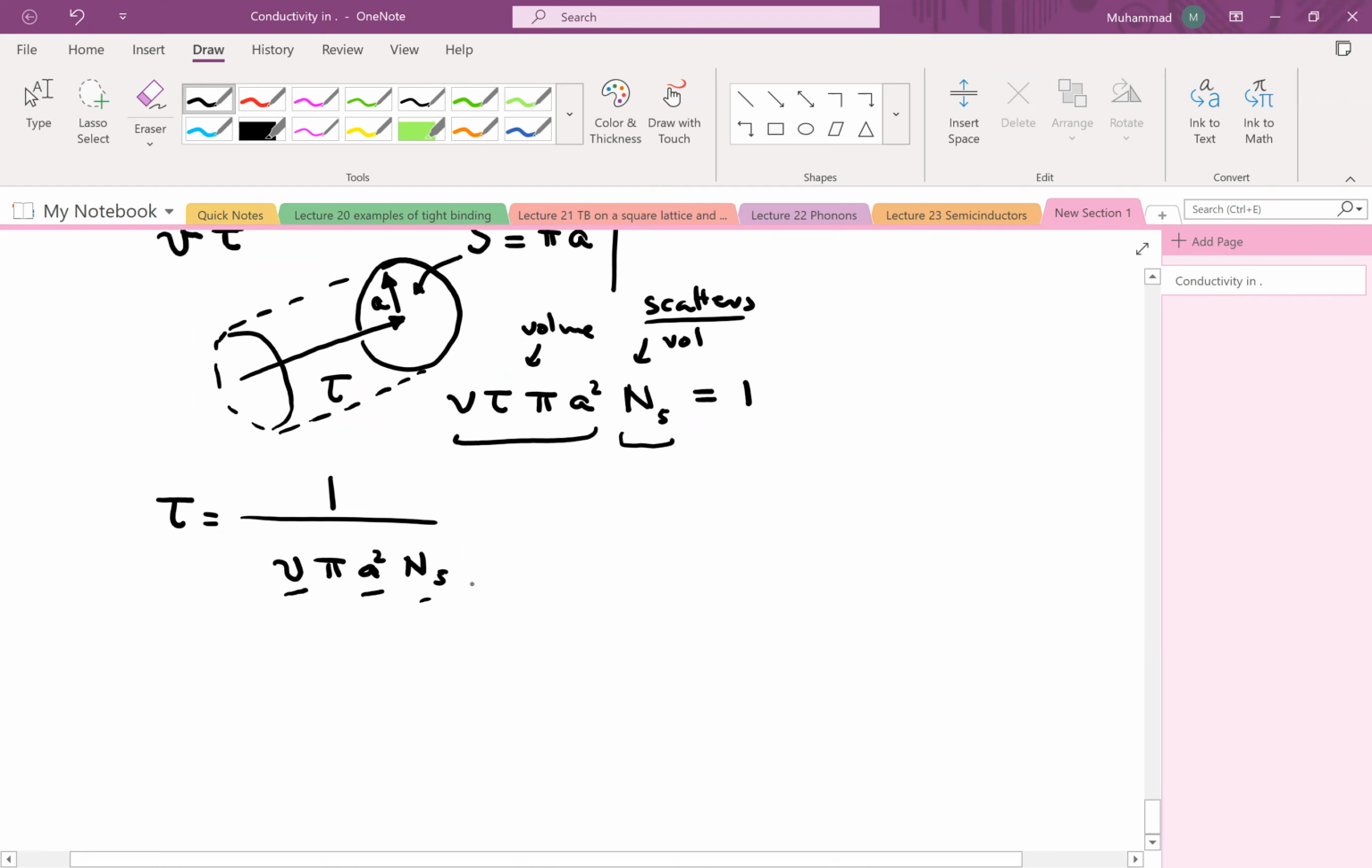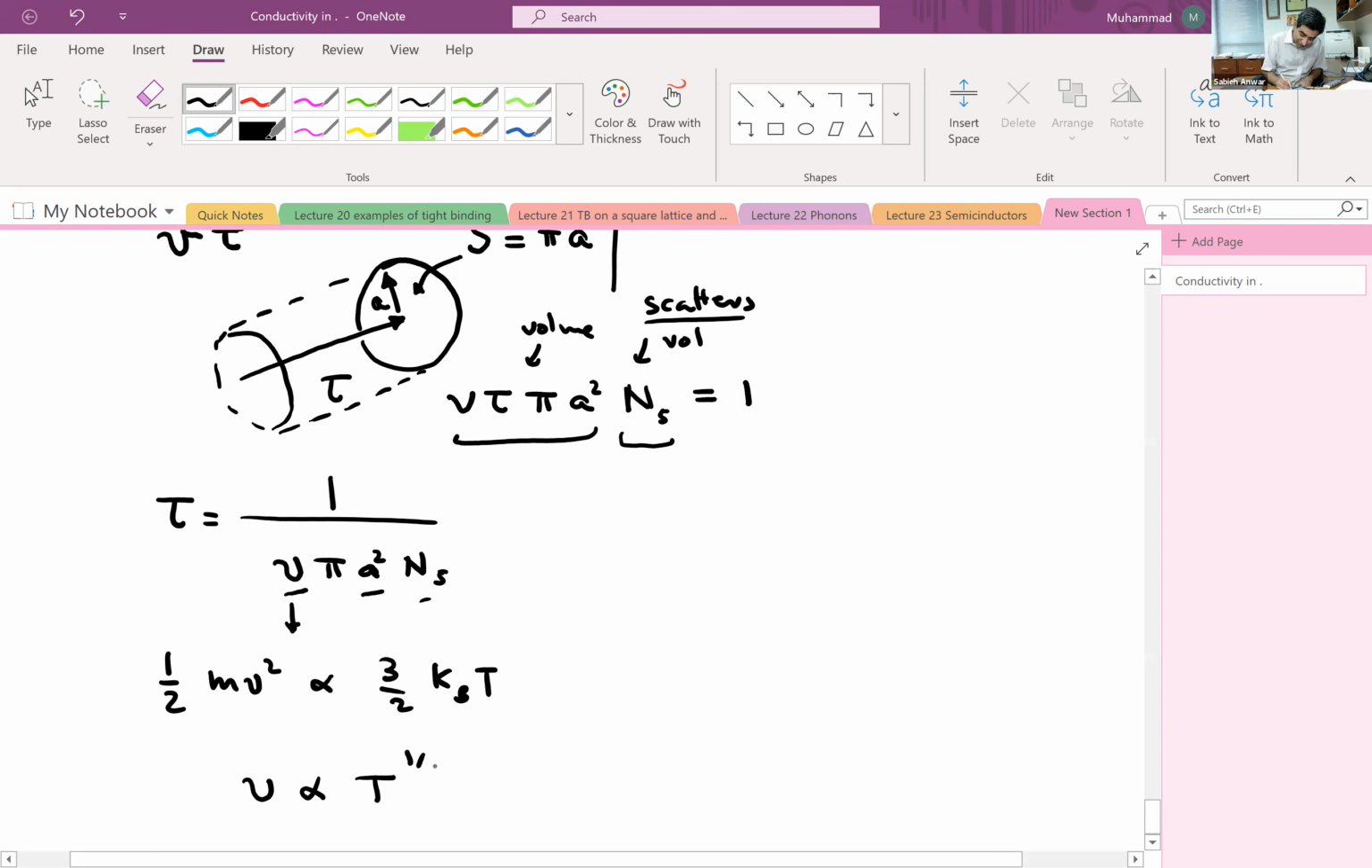Speed would depend on the temperature. How does the speed depend upon the temperature? It's like a free electron here, whose energy is given by half mv square, and this is proportional to 3 by 2 kbt, the equipartition of energy. Half kbt is associated with 1 degree of freedom. Now you have an electron moving in 3 dimensions, so 3 times half kbt is the average energy of an electron. So v is going to be proportional to square root of T. Correct? So the speed of the electron is proportional to the square root of T.